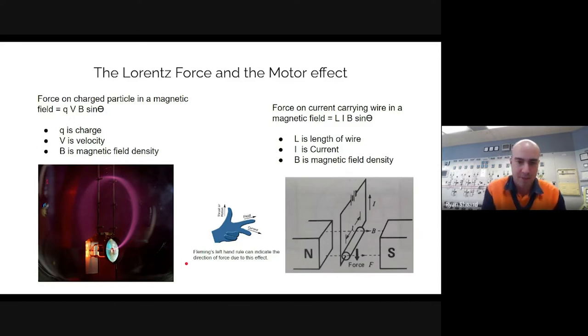One point I'll make about that is that the magnetic field direction, the direction of the electron's velocity, and the direction of the force on the electron or the charged particle are all at 90 degrees to each other. So you can actually use the left-hand rule to try and understand what will happen and the direction of force on the charged particles that are moving through the field.